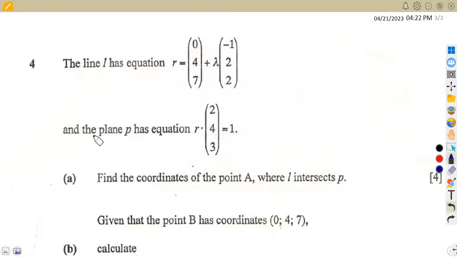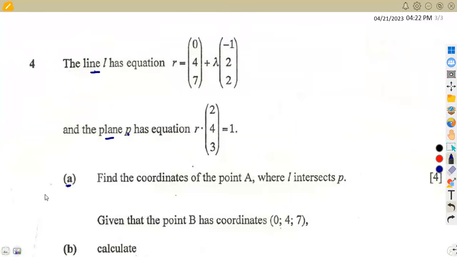And also we are given that the plane P has the equation r dot the vector that we are given, which is equal to 1 in this case. So these are the two equations that we have, the one of a line and the one of a plane, which is P. So the question in part A is to find the coordinates of the point A where L intersects P, which means where L, which is the line, intersects P. Our P is the plane.